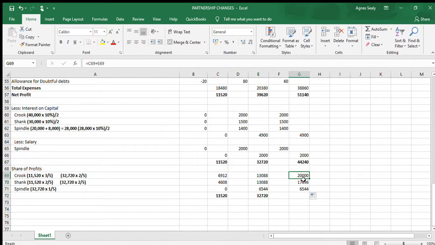So you will see that for the year, Crook gets $20,000 in profits, Shank gets $17,696, and Spindle $6,544, which gives us the total profits of $44,240. So this is our question of partnership changes.